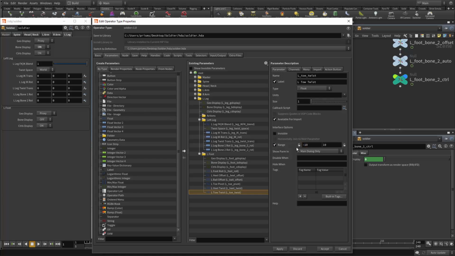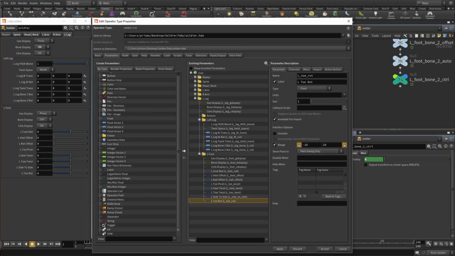-10 to 10. Left side to side. Again, -10 to 10. And finally, left toe rotation. -10 to 10. Apply that.